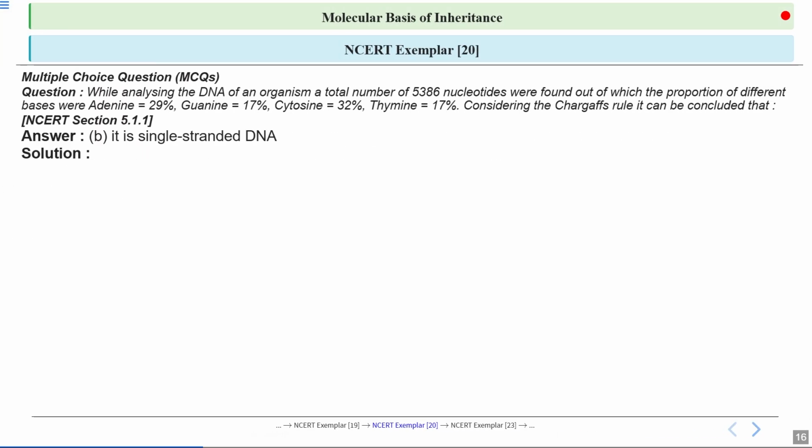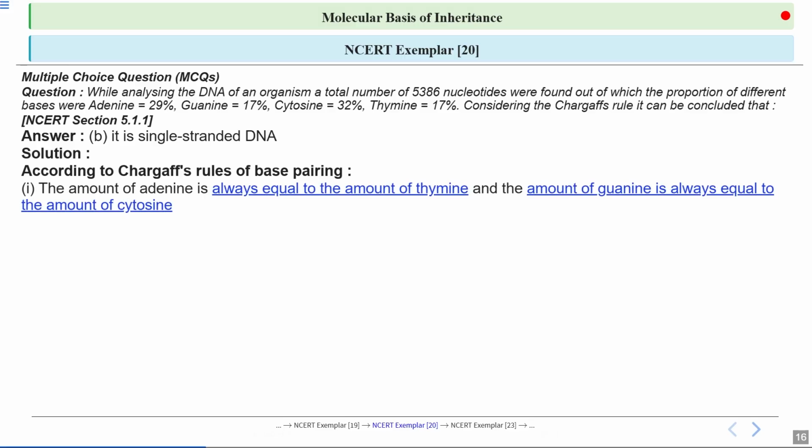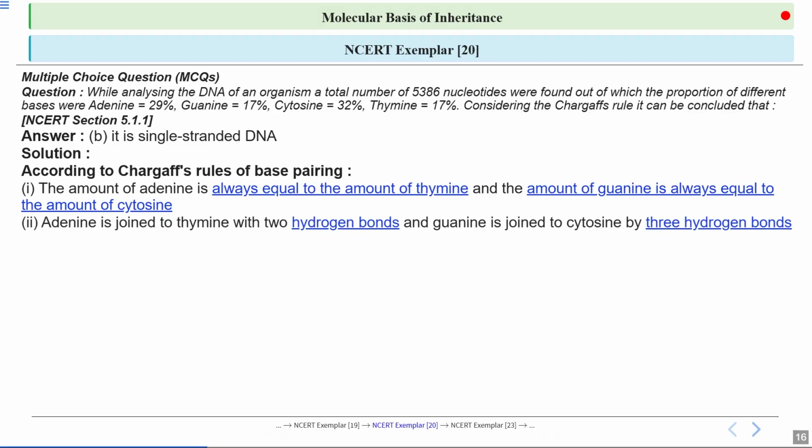So let's have a look at the answer. Option number B is the correct answer. It is single stranded DNA. According to Chargaff's rule of base pairing, the amount of adenine is always equal to the amount of thymine, and the amount of guanine is equal to the amount of cytosine. A is joined to thymine with the help of 2 hydrogen bonds, and G is joined to cytosine with the help of 3 hydrogen bonds.